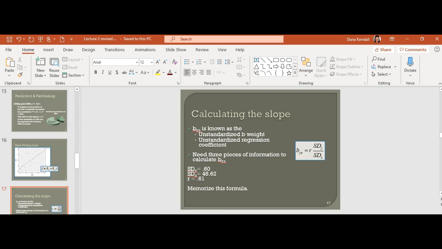So you can calculate this B weight with X and Y reversed: you would just switch the SDX and put it up on top, and the SDY on the bottom, in the denominator, and you would see that the B weight would change. So B weights in the bivariate case with just two variables are not interchangeable like that, but when they're standardized and it becomes a beta weight, then they are.